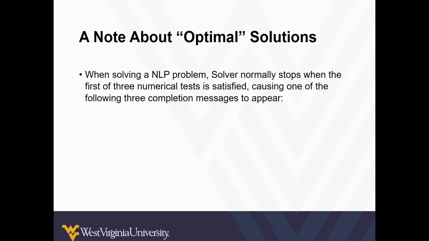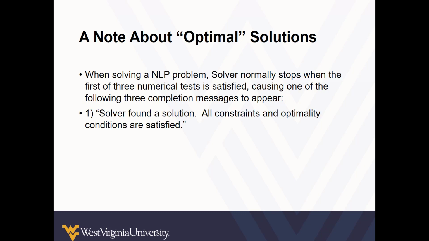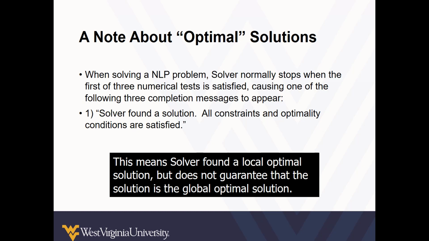Something to consider is that when solving a nonlinear programming problem, Solver normally stops when the first of 3 numerical tests is satisfied, causing one of the following 3 completion messages to occur. Solver found a solution, all constraints and optimality conditions are satisfied. So this means that Solver found a local optimal solution, but does not guarantee the solution is the global optimum solution.